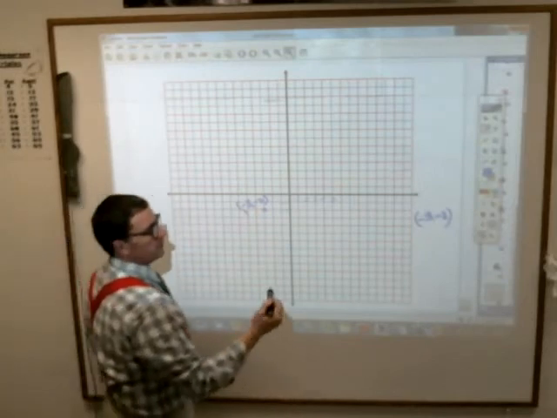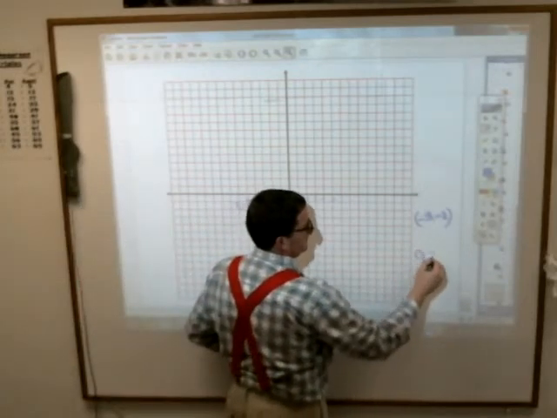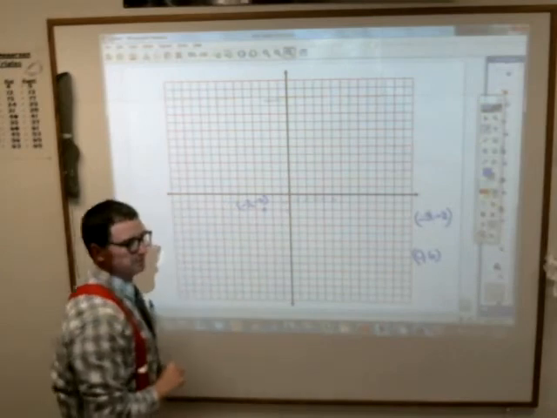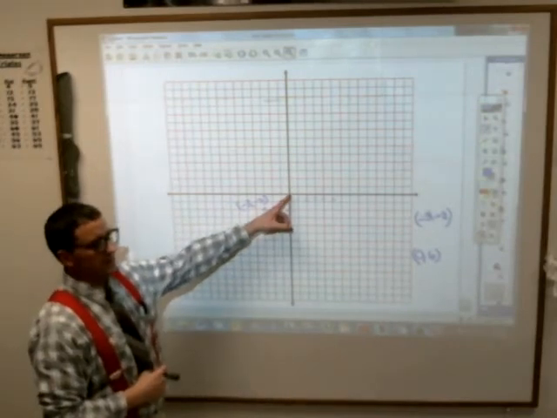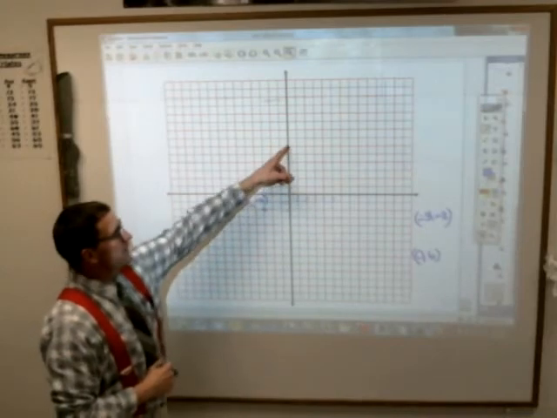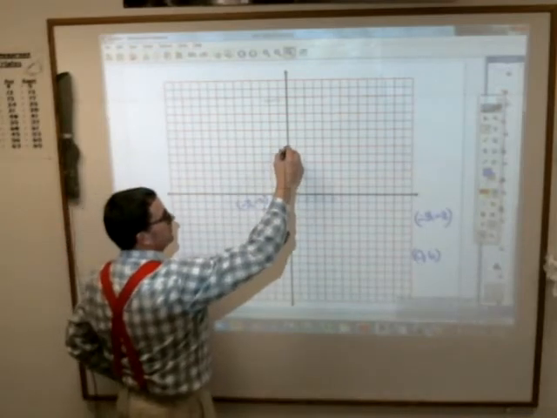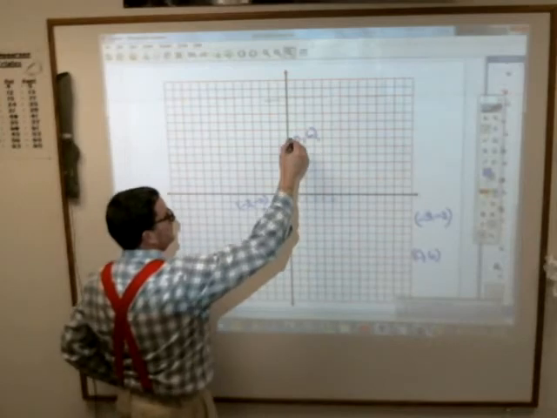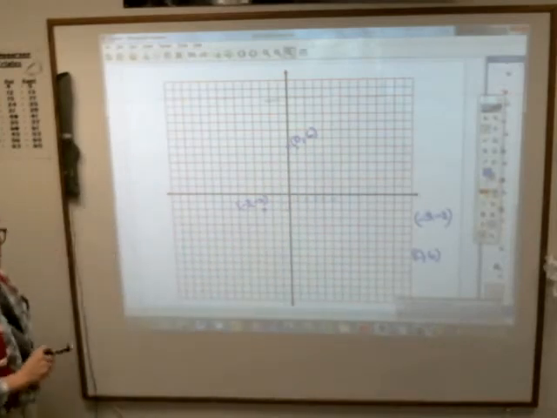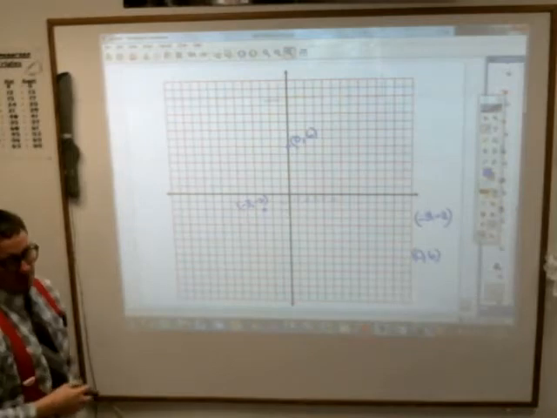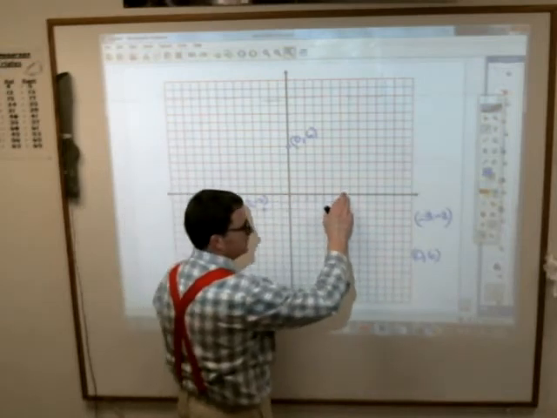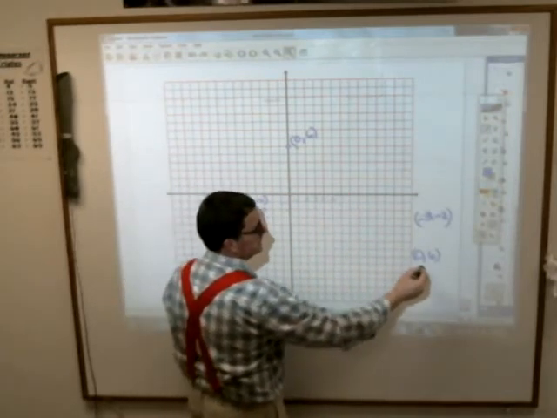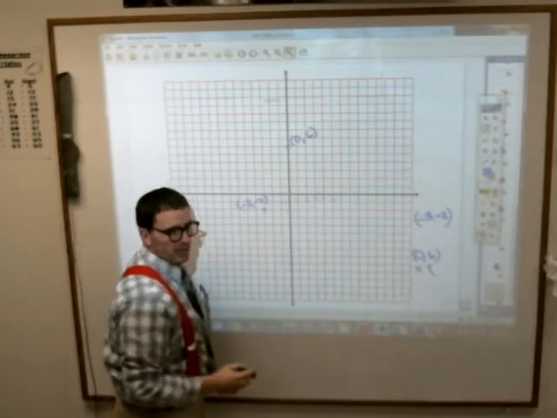If I was looking for, what if it was (0, 6)? Where would that point be? 0 on the x-axis is right here. 6 on the y-axis is right here. (0, 6). And the only words I can warn you with are, most of the time when people do this wrong, they just go backwards. In other words, they go 0 on the y-axis and then 6 on the x-axis. You got to make sure the first one is the x, the second one is the y.